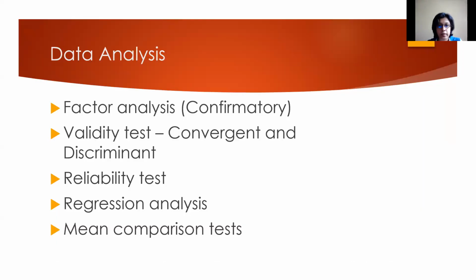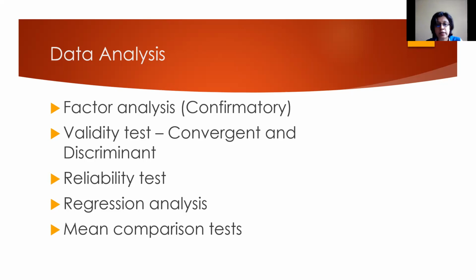And moving on, first of all, we need to make sure that your measurement items, your questionnaire, or your collected data are valid and reliable. So we have to perform the factor analysis, that means confirmatory factor analysis. And based on those results, we have to check your validity test. That means we need to check the convergent validity and discriminant validity. Then we have to consider your reliability test.